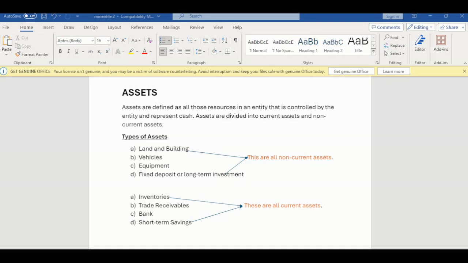Number three, we come across bank, where cash is deposited in the current bank account of the entity or the business. Before you can run your business, you need to open a business bank account, so that all income that you receive each day, you take it and deposit it into your bank account as a business. We're moving on now. We have done current and non-current assets.